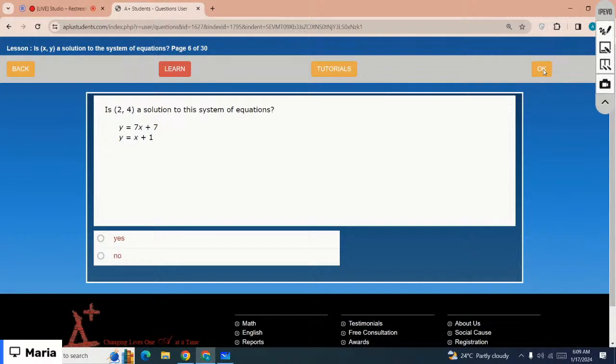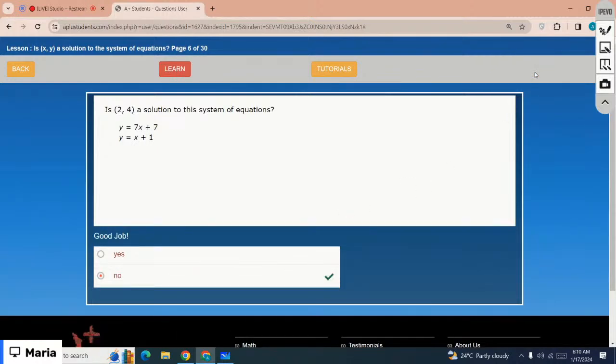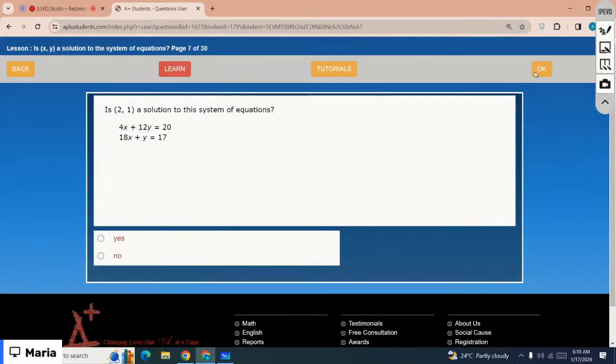Which is the correct option? The correct option is no. 2 4 doesn't satisfy the given equations, right? Very good. Okay, you can complete the lesson by yourself later today. Let me just move on to the next lesson.